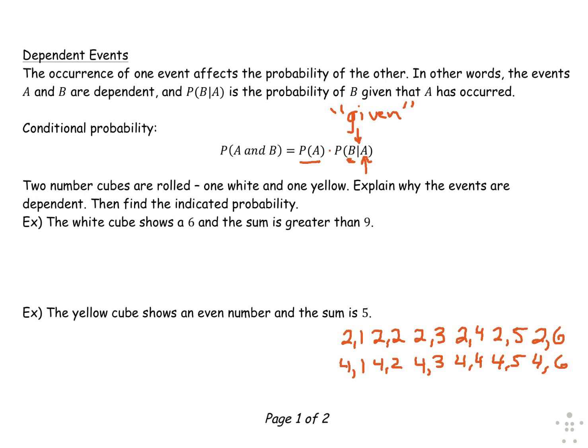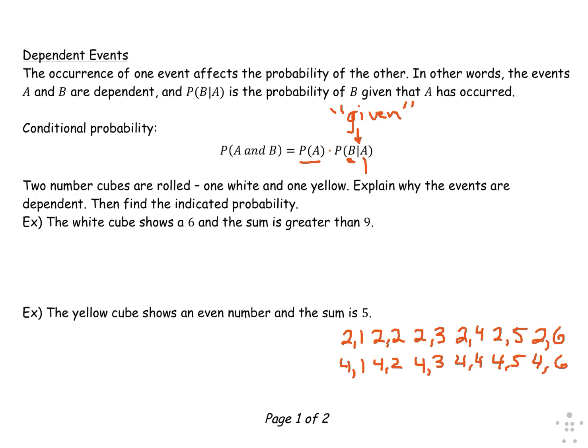For our 2 examples below, we have 2 number cubes are rolled. It doesn't say anything about the sides, so we're to assume that they're standard. They're numbered 1 through 6. We're going to distinguish one cube from the other by their color. One is white and one is yellow. Explain why the events are dependent. Then find the indicated probability. I will explain without writing down why they are dependent.